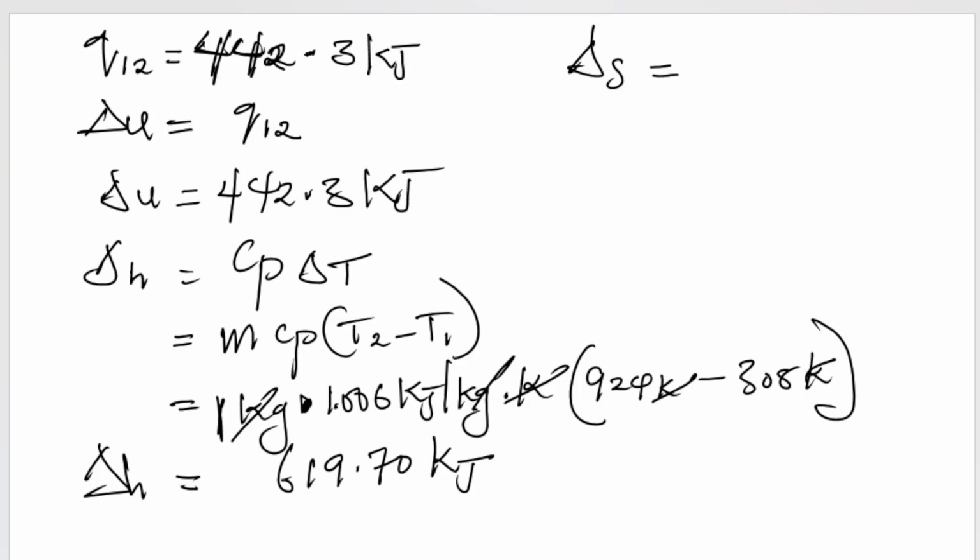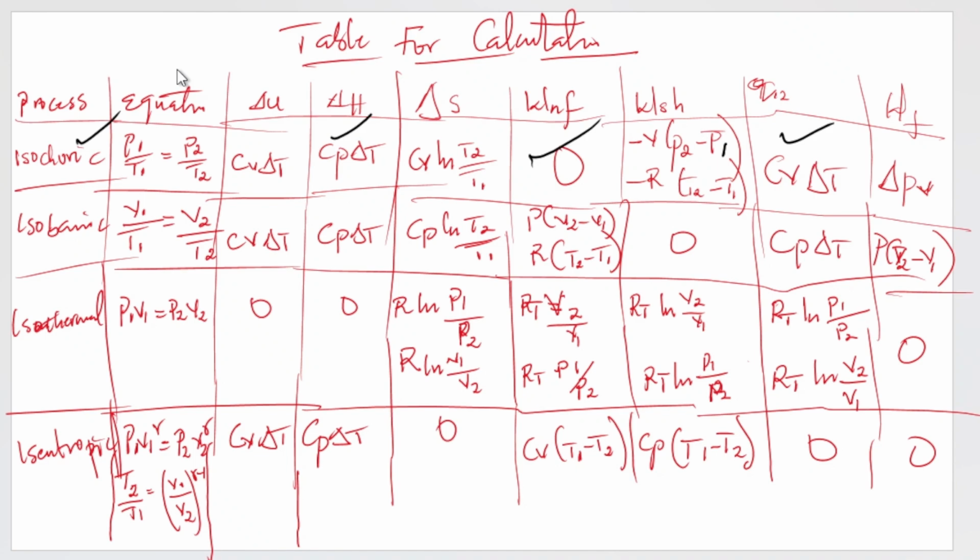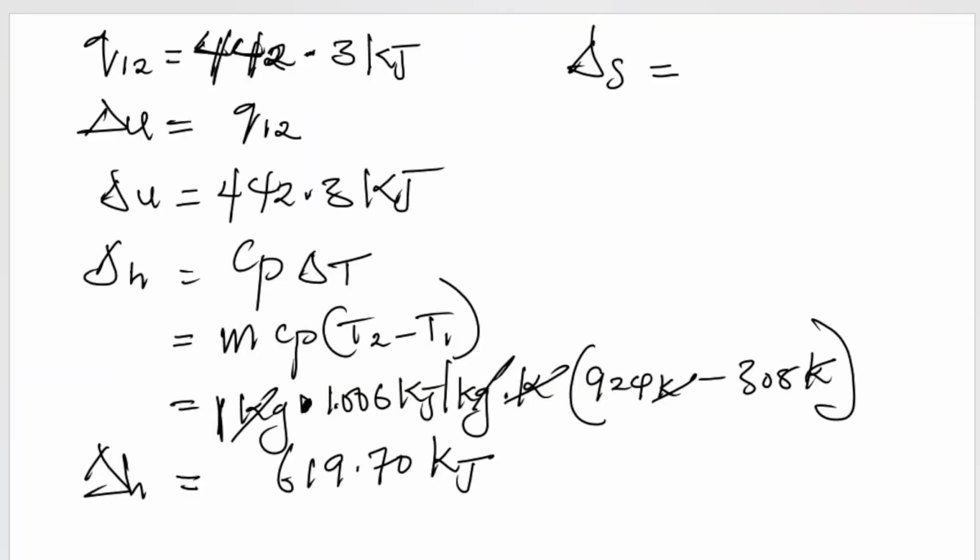Now let's go over to the last one, which is change in entropy. To calculate the change in entropy, we have the unique equation Cv ln T2 divided by T1. So you go back to your given question. Your change in entropy is Cv ln T2 divided by T1. We are given mass, so you have m Cv ln T2 divided by T1.